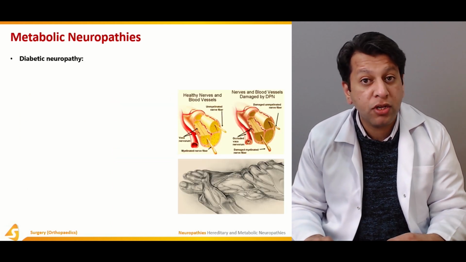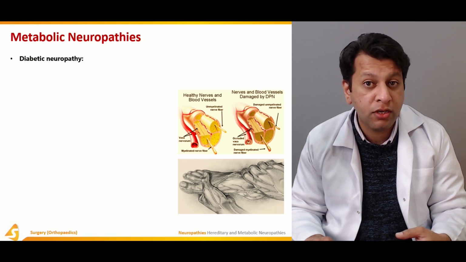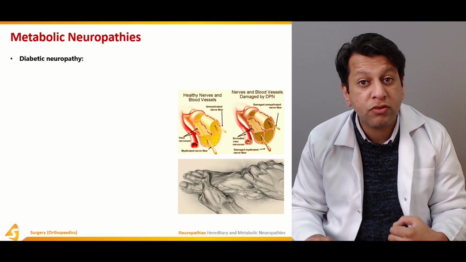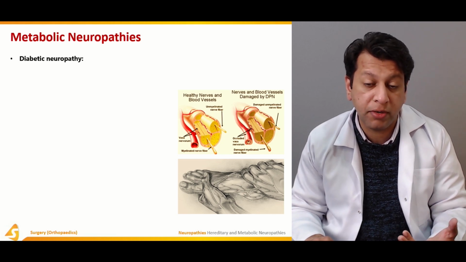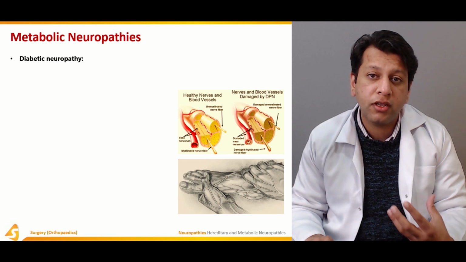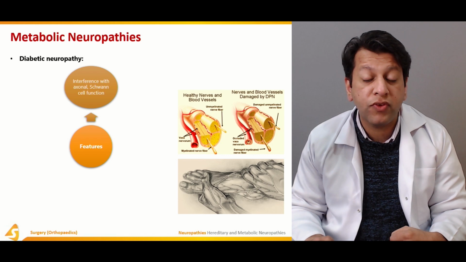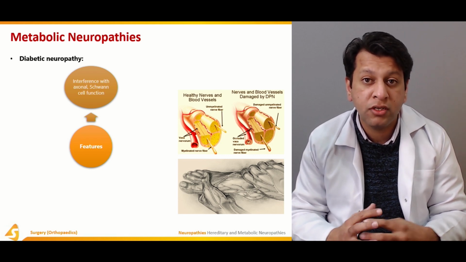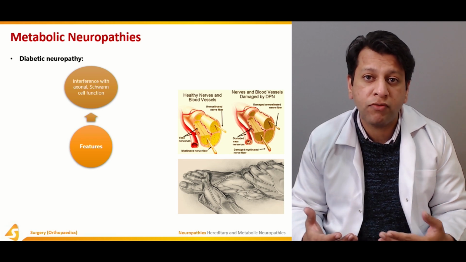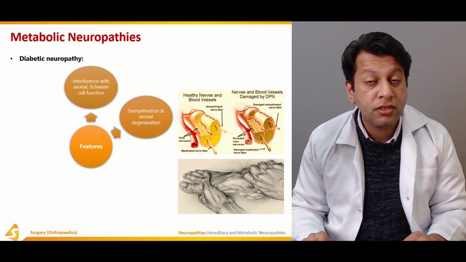Coming to the metabolic neuropathies, as the word suggests, they are associated with metabolic syndromes. The most common and rampant metabolic endocrine problem in the world nowadays is diabetes mellitus. Specifically, diabetic neuropathy is very common in diabetics. These features include interference with axonal and Schwann cell function, because the myelin sheaths which are formed by the Schwann cells get degenerated. There is demyelination and axonal degeneration, as I just told you.